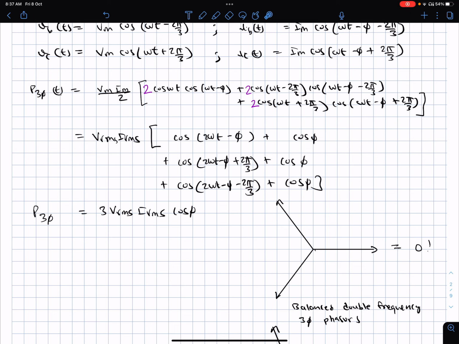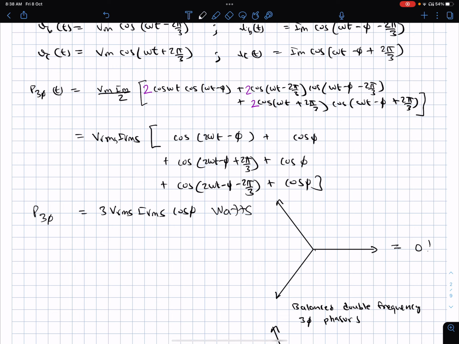If you vectorially sum these three equal phasors, the first, second and third phasors return back in an equilateral triangle to the original point, telling you that the vectorial addition of three balanced phasors like this is going to be 0. If the phasor sum is 0, then the instantaneous sum will also be 0 at all points of time, and therefore P3 phase becomes equal to 3 Vrms Irms cos phi, which is a constant value.